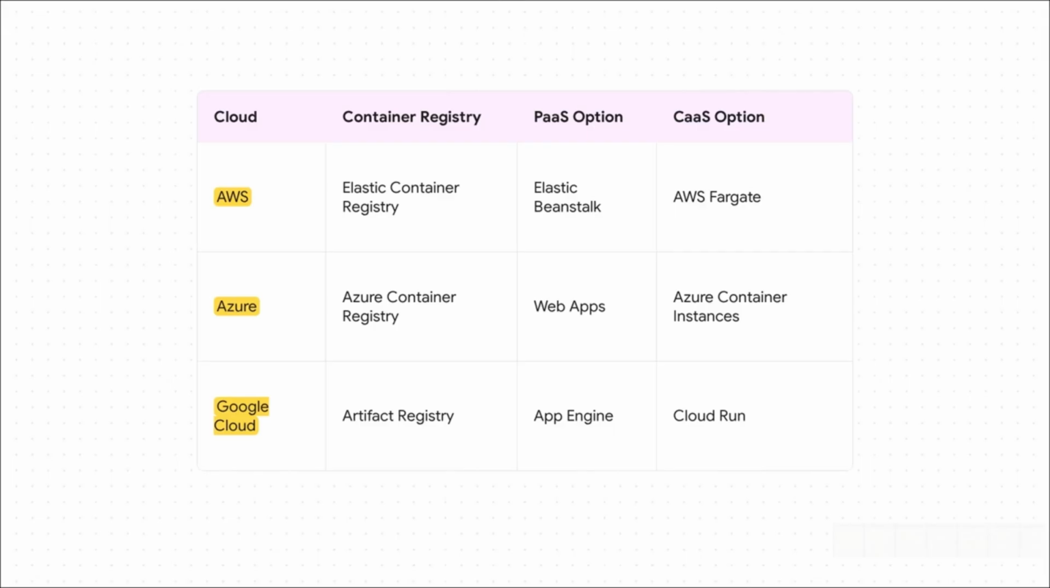And here we go. This is a super handy cheat sheet for how this looks on the big three cloud providers. As you can see, AWS, Azure, and Google all give you a container registry to store your images. Then, when you want to actually run them, you've got a couple of options. You can use what's called a PaaS, or Platform as a Service, which is usually simpler and manages a lot of the infrastructure for you. Or if you need more control, you can use a CaaS, a Container as a Service, which is designed specifically to run these Docker containers at a massive scale. Each cloud has its own brand name for these, but the concepts are the same everywhere.